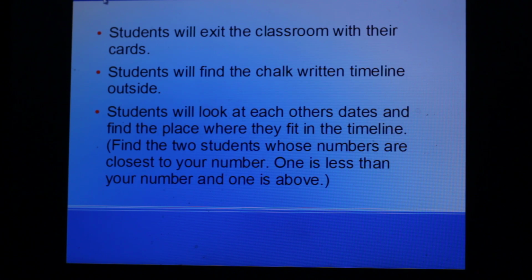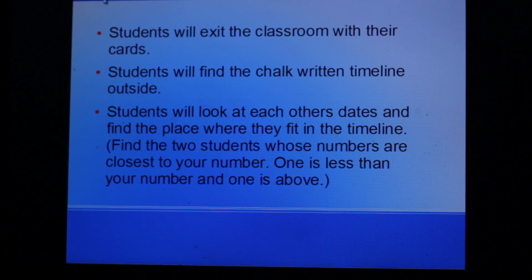Students will look at each other's dates and find the place where they fit in the timeline. Find 2 students whose numbers are closest to your number. One is less than your number and one is above. So let's say you have 1492 and someone has 1507. And someone has 1477, that's the closest to you. Then that 77 goes before you, towards the 0 side, and the other one goes on the other side after you, and that's going to be towards the 2000 side.